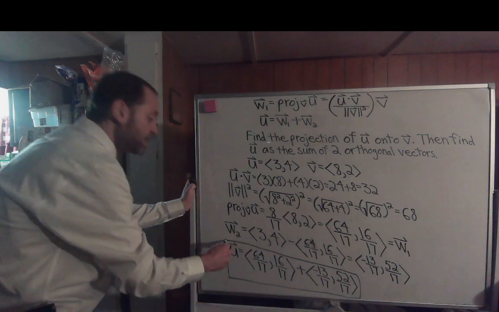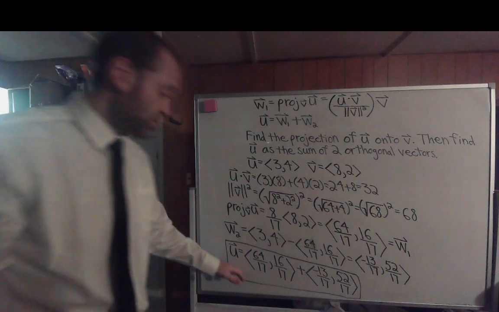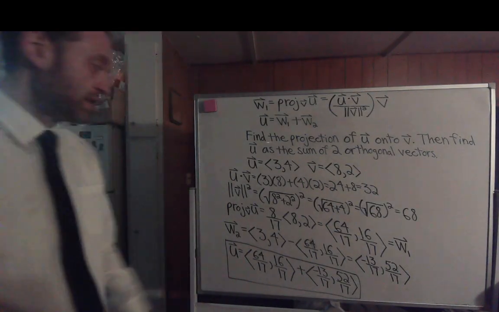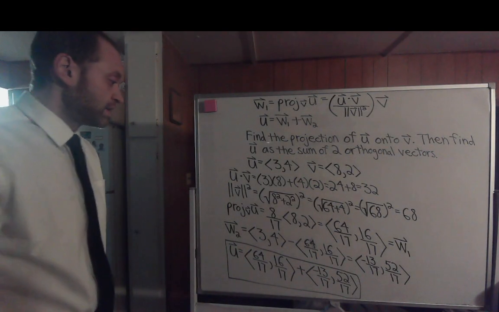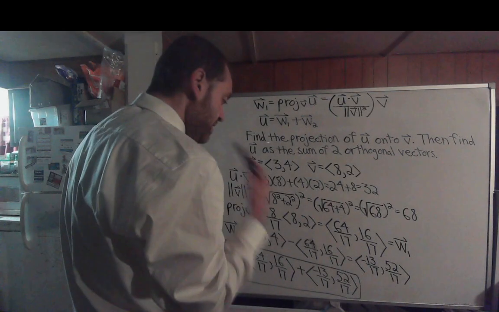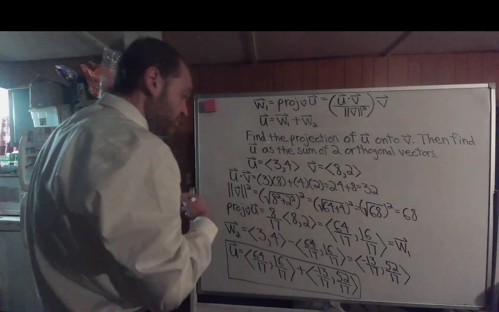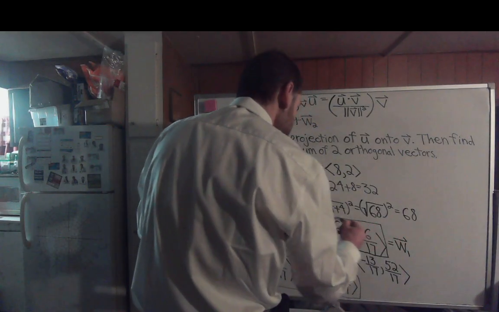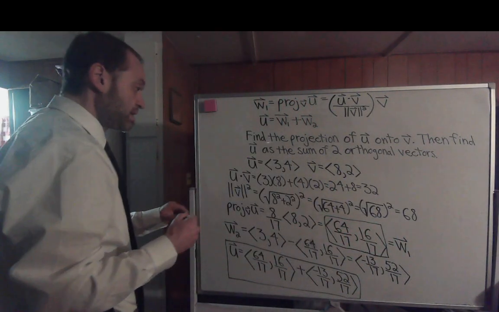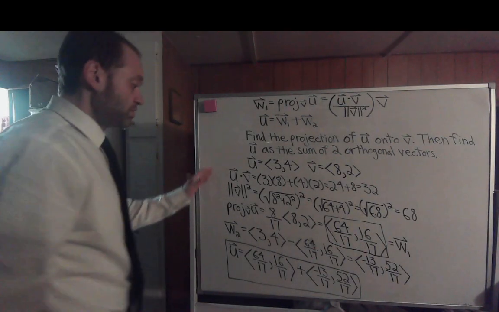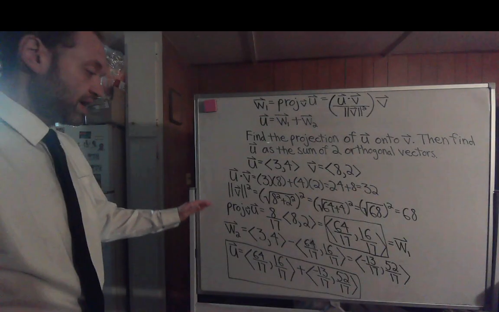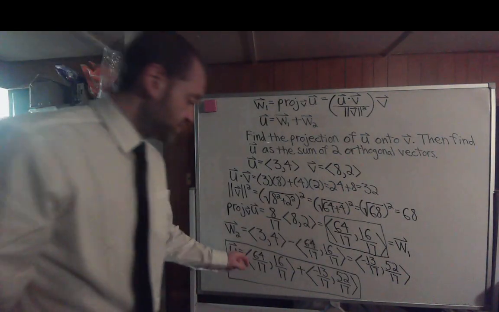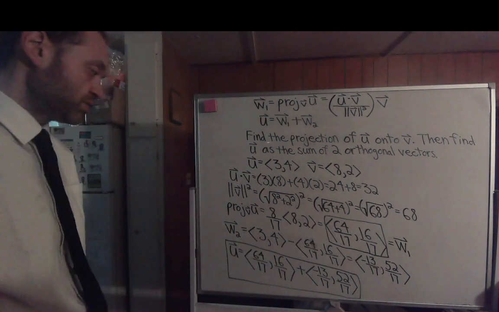So there is your vector u decomposed into two separate orthogonal vector component sums. And then your projection, which we found to be vector w sub 1, is 64/17, 16/17. So that's how you find the projection, and then that's how you would find the sum of two orthogonal vectors.